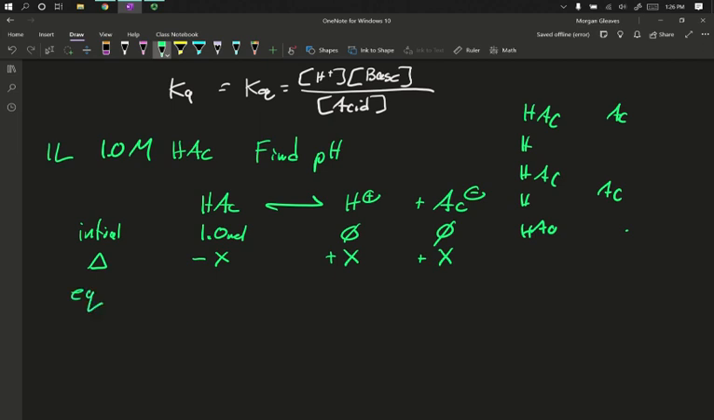Eventually, I will reach equilibrium, though. What will that concentration be? How much acid do I have left? How much of the products have I made?